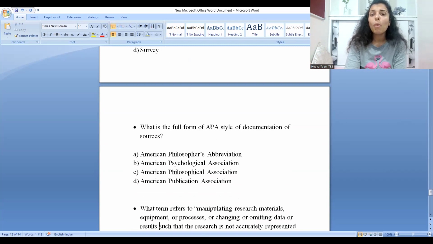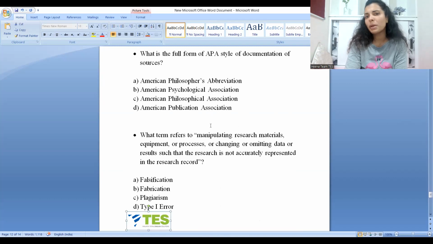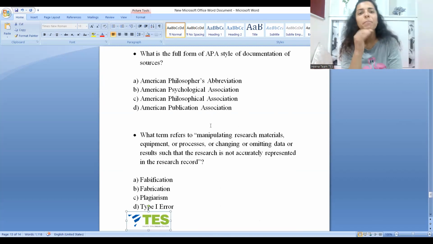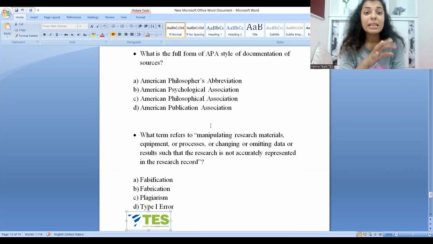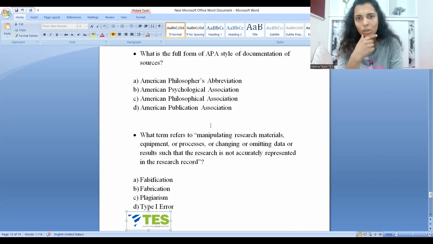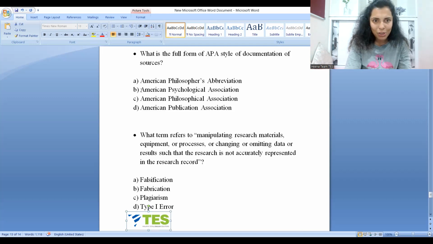What is the full form of APA style of documentation of resources? Okay, listen to the options. A, American Philosophers Abbreviation. B, American Psychological Association. C, American Philosophical Association. Or D, American Publication Association. Full form of APA is, it is option B, American Psychological Association.